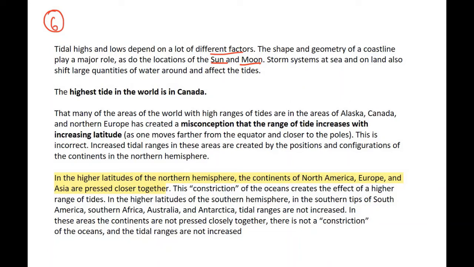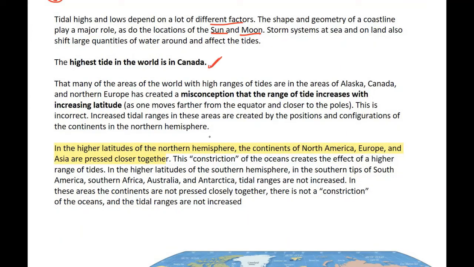Now, just as a fact, you can remember that the highest tide in the world is located in Canada. Most of the areas in the world where high ranges of tides are seen are in Alaska, Canada, and Northern Europe, and from this comes a misconception that the range of tide increases with increasing latitude, but that is a misconception. That is not so. It does not actually depend on latitude. The range of tide does not depend on latitude.